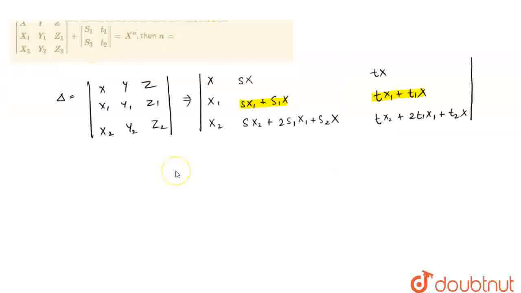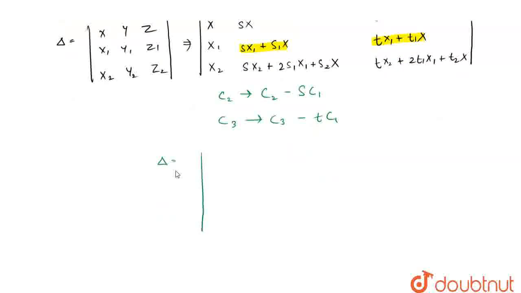Now, in this determinant, if we apply the column operation, so in column 2 we will apply column 2 minus s times column 1, and in column 3 we will apply column 3 minus t into column 1. So we will have our determinant equals to: column 1 will remain the same, so we will write x, x1 and x2. Column 2 will become 0, s1x, and here 2s1x1 plus s2x. And in column 3, we will have 0, t1x, 2t1x1 plus t2x.